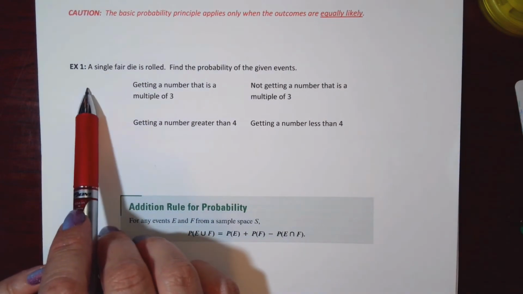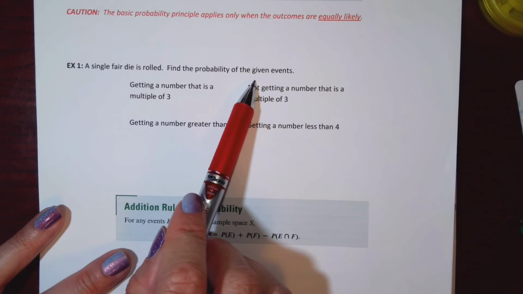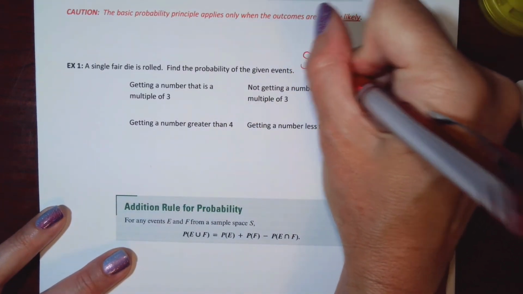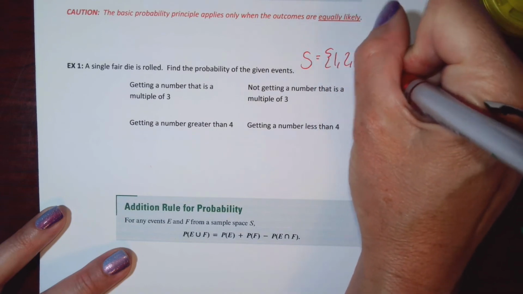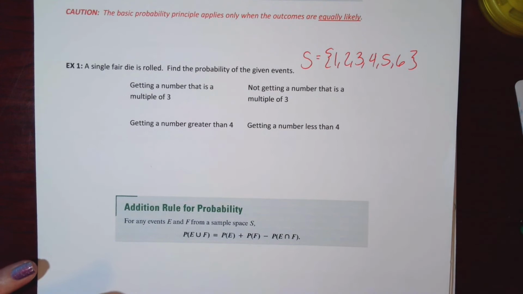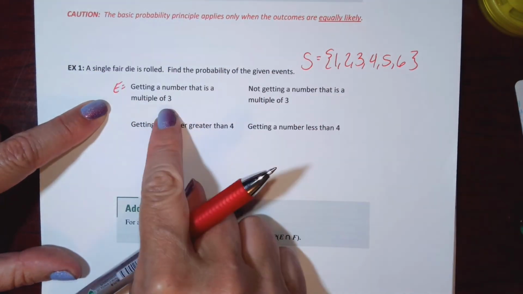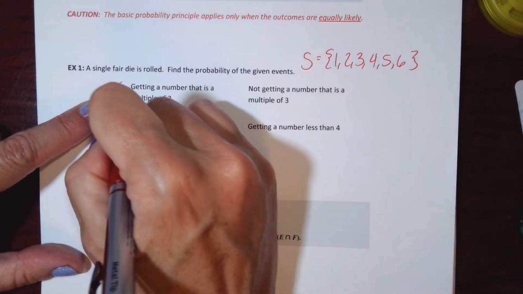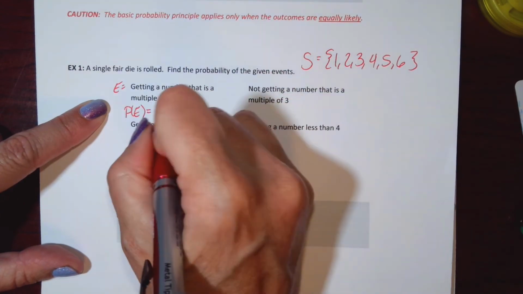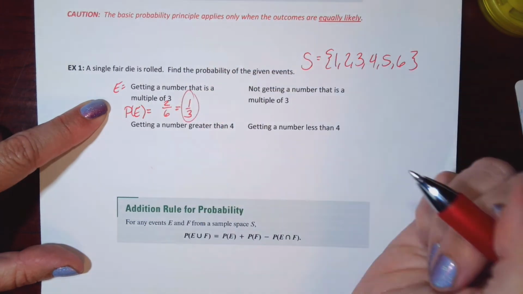For example, rolling a standard die. When I roll a single fair die, the probability of the events are equally likely. This is what we've been talking about. My sample space is going to be those numbers 1 through 6 because those are the values on each side of the die. If this is my event, getting a number that is a multiple of 3, the probability of that event, well, 3 and 6 are multiples of 3, so that's 2 out of 6, or 1/3, is that probability.